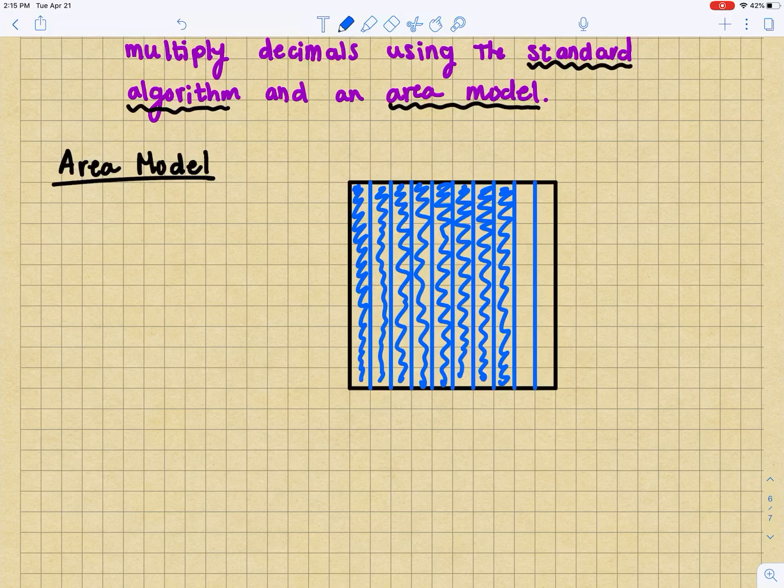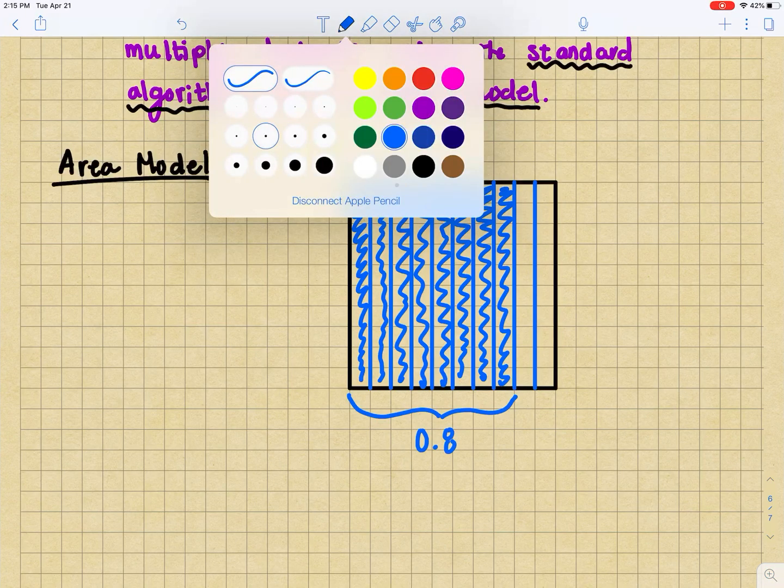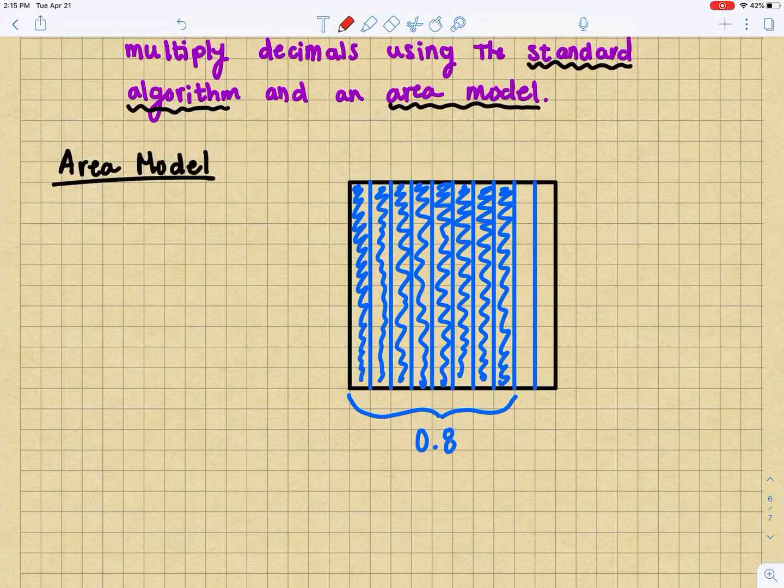Now, how would I represent this picture as a decimal? Well, remember, I said that I split my square into 10 equal pieces. So if 8 of those 10 pieces are filled in, I can say this amount right here is 8/10, which I write like this. Perfect. Now, because we're talking about multiplying, I need another number to multiply by. So I'm going to split my square going horizontally this time, going from left to right. I'm going to split it also into 10 pieces.